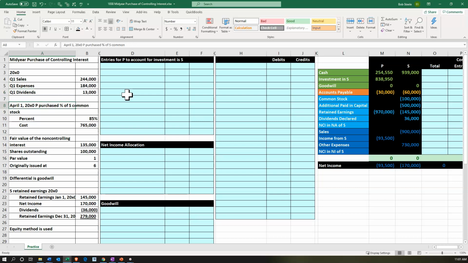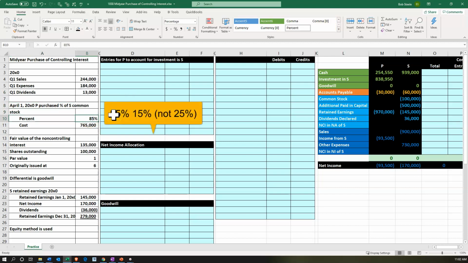Then we have the April 1st, 2000x0. That's when the parent purchases the percent of subsidiary common stock. So the purchase took place right after the first quarter in April. So that's going to be an 85% interest. Therefore, at that point in time, after the first quarter, 85% controlling, 15% non-controlling. The cost, $765,000. Fair value of the non-controlling interest is going to be $135,000.